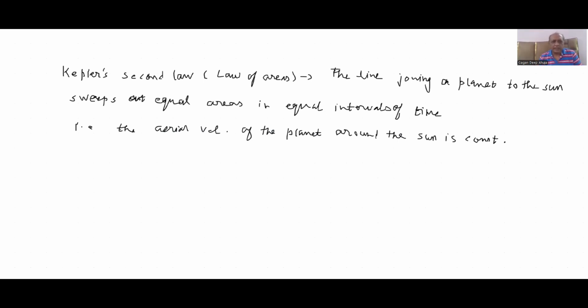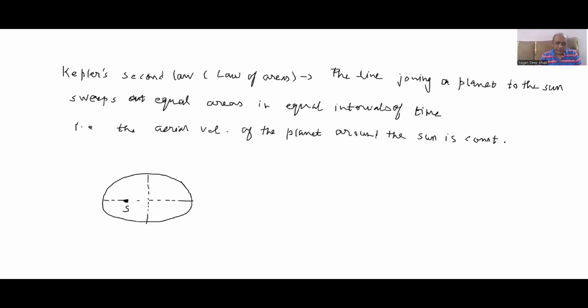So let us understand Kepler's second law, or law of areas. Again, we consider our planet which is revolving around the sun in an elliptical orbit. I'm drawing here the major axis and also the minor axis. The sun is located at one of the foci. So S is the position of the sun, right?